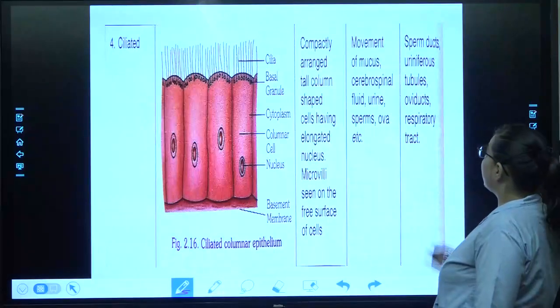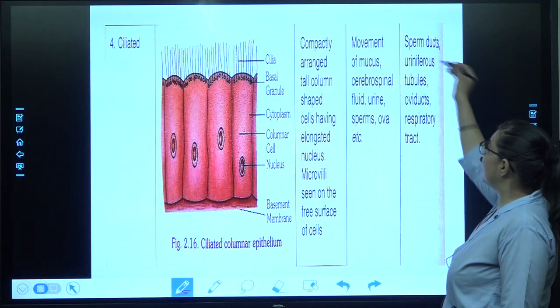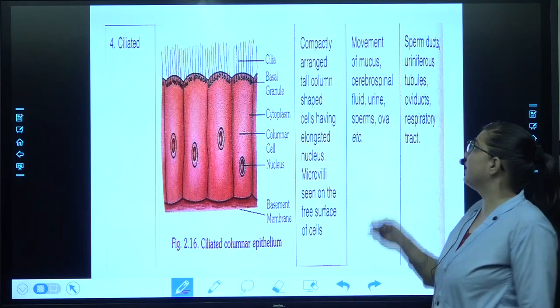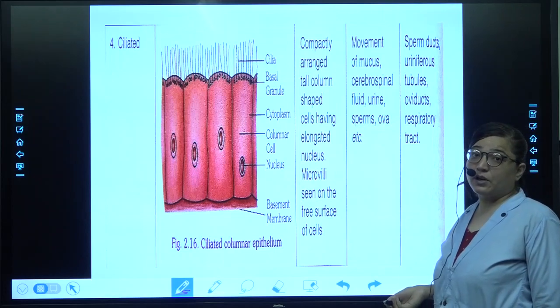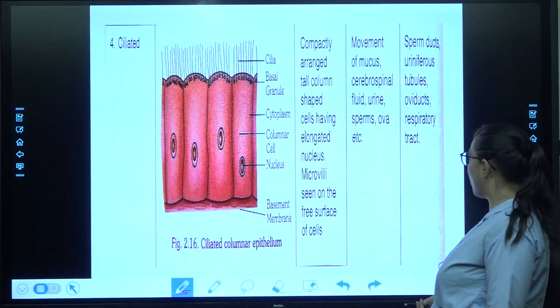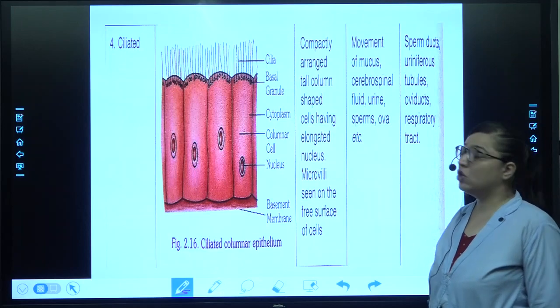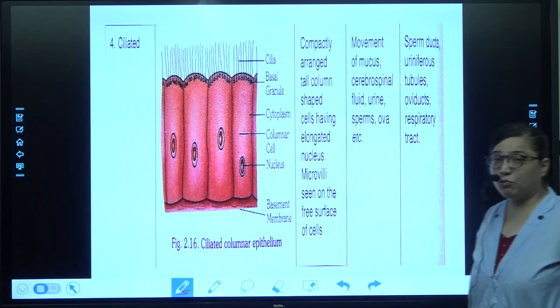Okay, sperm duct and oviduct you have already done in your class 8. The tube-like structure that carries the sperms from the testis to the urethra is the sperm duct. Again, the oviduct, you have already done that. It is again the tube which is carrying the ova. Then it is present in the respiratory tract. So read this content once, then we'll move further.